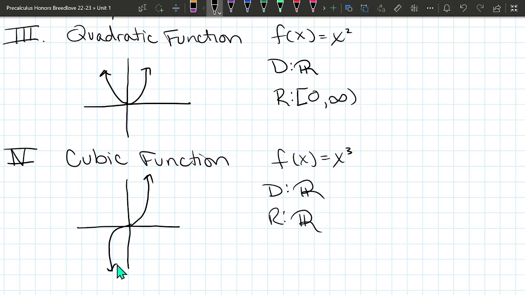These aren't very exact graphs, they're just representations. Especially that bottom part, I can't get it. Let's do that. That's a little better, not really.